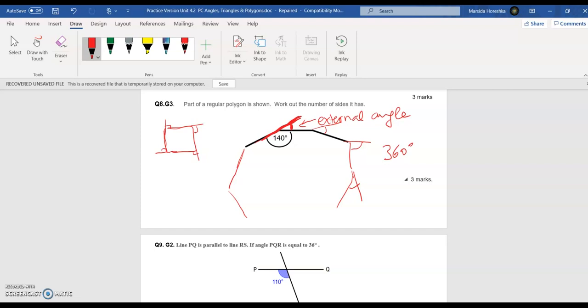Now, how many degrees is one external angle? As we said, this is 180 take away 140, that leaves us with 40 degrees. So how many 40 degrees would fit into 360? And we can divide 360 by 40 to work that out. We're doing it as a fraction. So 360 divided by 40. We can divide both of them by 10, so that leaves us with 36 divided by 4, which is 9. So the number of sides that the polygon has is 9.